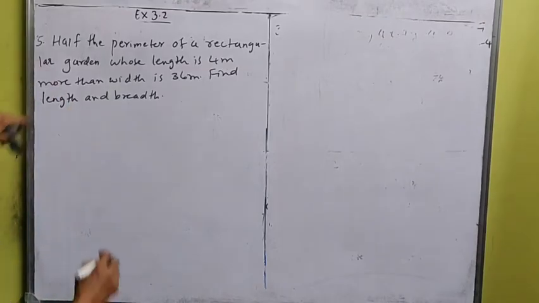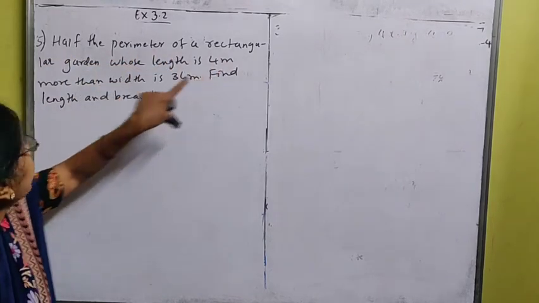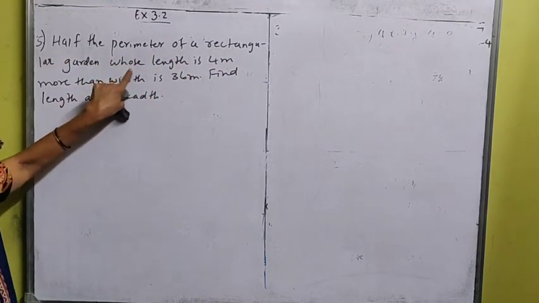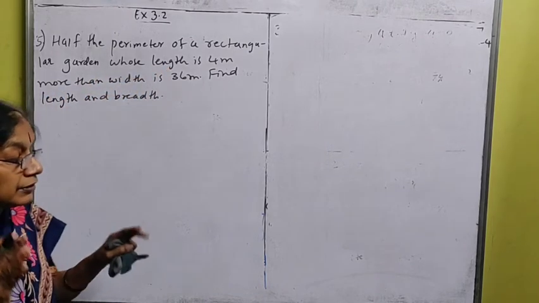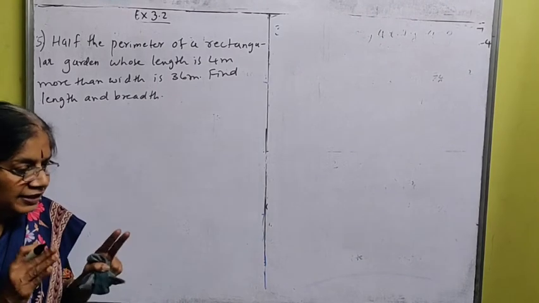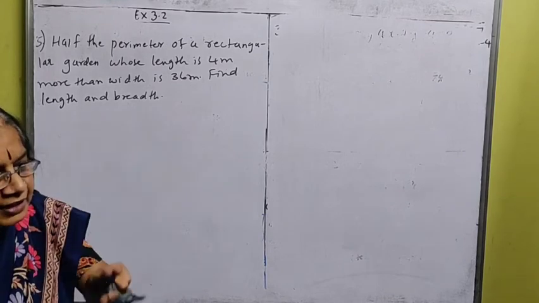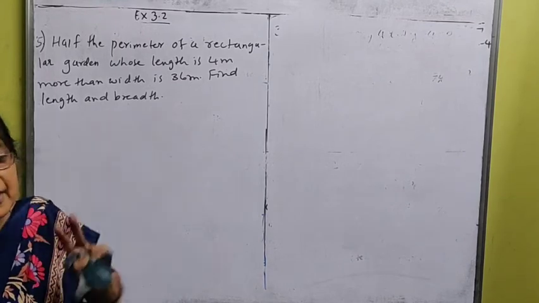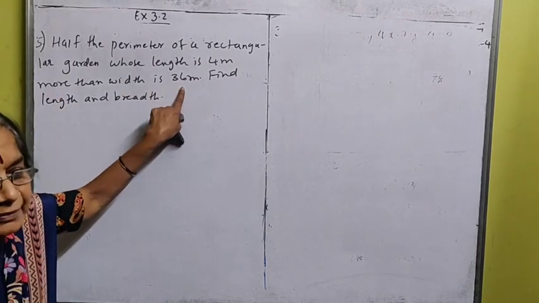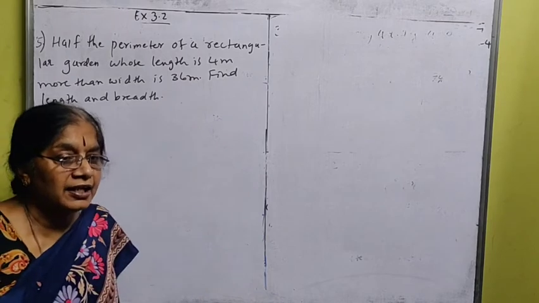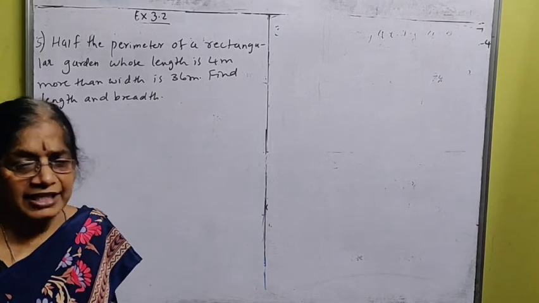Let us see the fifth sum, what is given. Half the perimeter of a rectangular garden whose length is 4 meter more than width. That is length and breadth comparison given. That is, if from the breadth you subtract the length, the difference will be 4 meters. Then half the perimeter is 36 meter. What is the perimeter of a rectangle? Twice into length plus breadth. We don't know what is length, we don't know what is breadth.